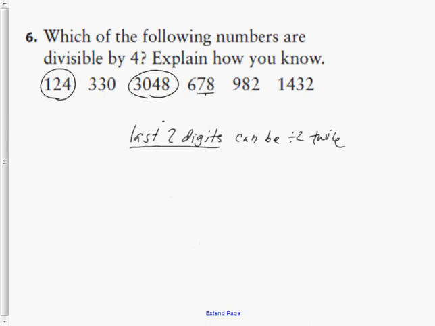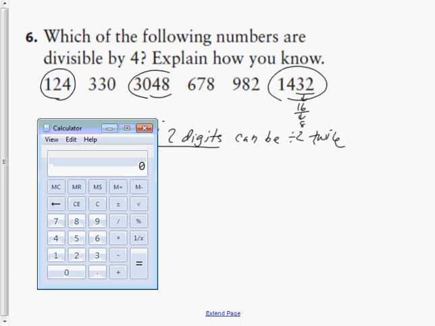All right, 78, half of that is 39. Because any number that ends in 9 is not divisible by 2, I know I can't divide it again, so that is not. 82 divided by 2 is 41. It ends in a 1, not a 2, so it's not divisible. 32 divided by 2 is 16. 16 can divide by 2 again to get 8. So therefore, 1432 does have 4 as a factor. 1432 divided by 4 is 358.